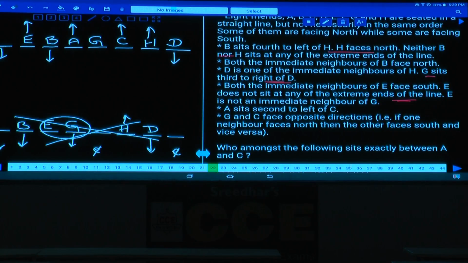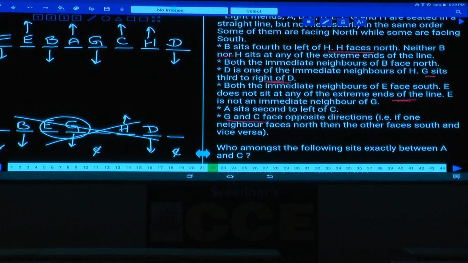The next one. Who is the other person left over here? A, B, C, D, E, G, H, and F is the person left over. F is facing towards south. G and C face opposite directions. As C is facing north, G will be facing towards south. And in total, how many persons are there? There are 4 persons facing north and 4 persons facing south.